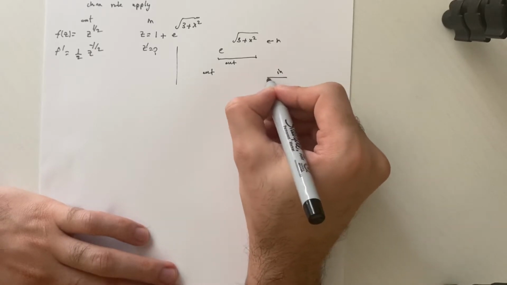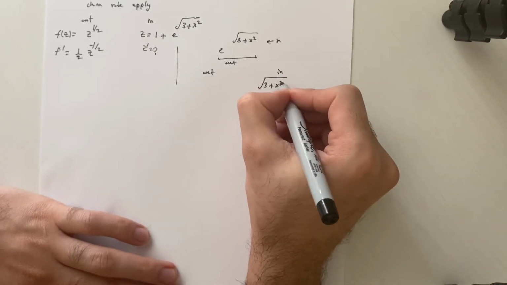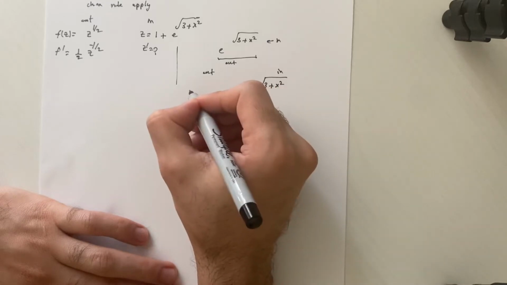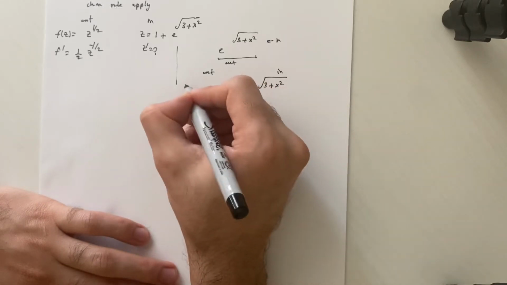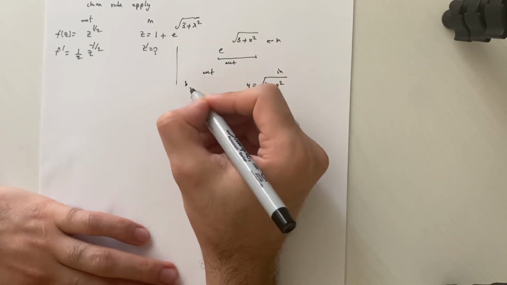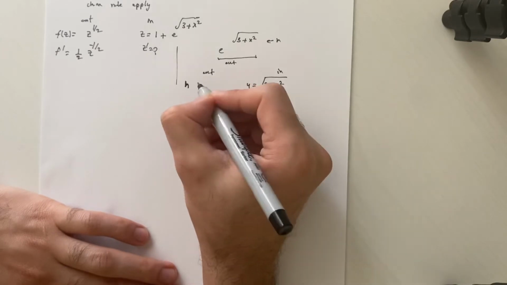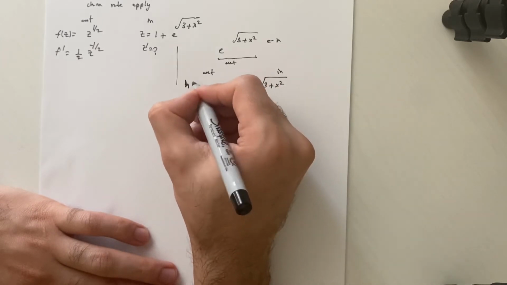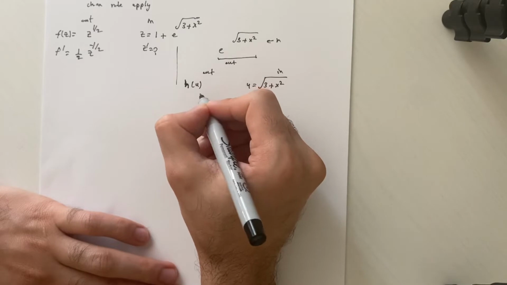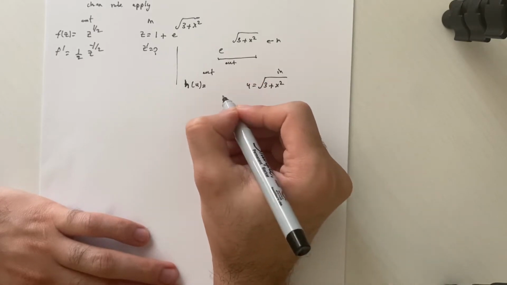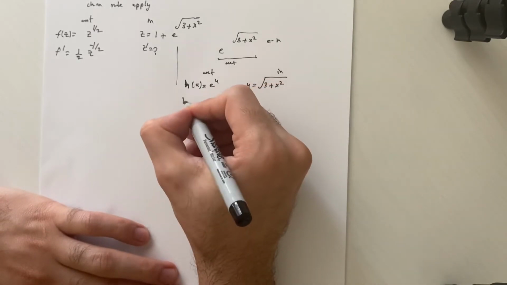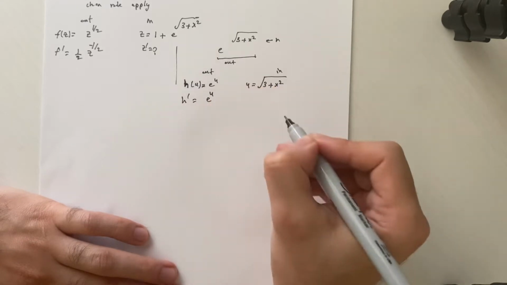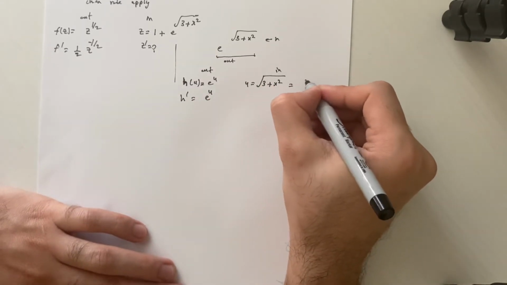I will assign the inside function to u, and then I want to write the outside function in terms of u. So that will be h of u, and then e to the u, since u will be the whole square root. Then I want to take the derivative of both.